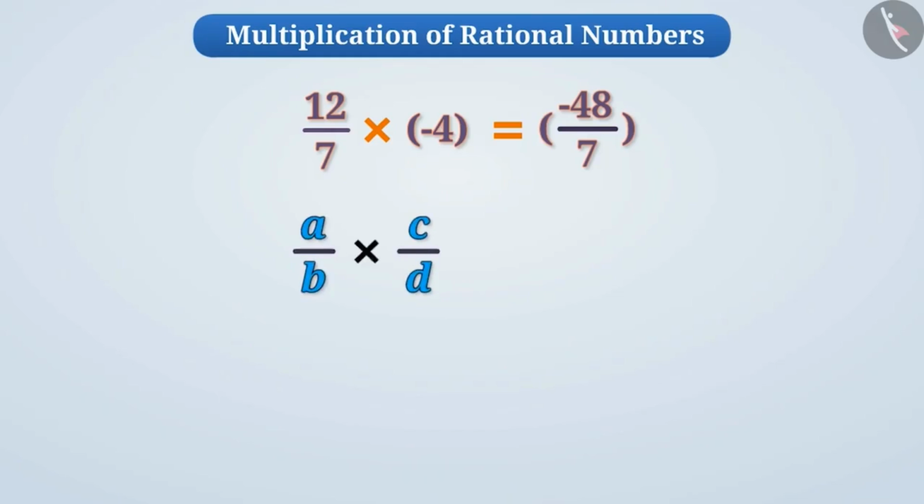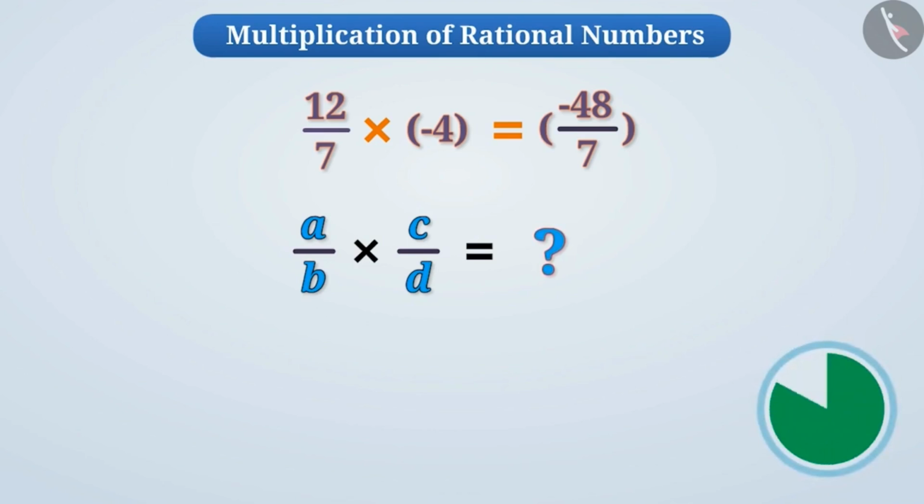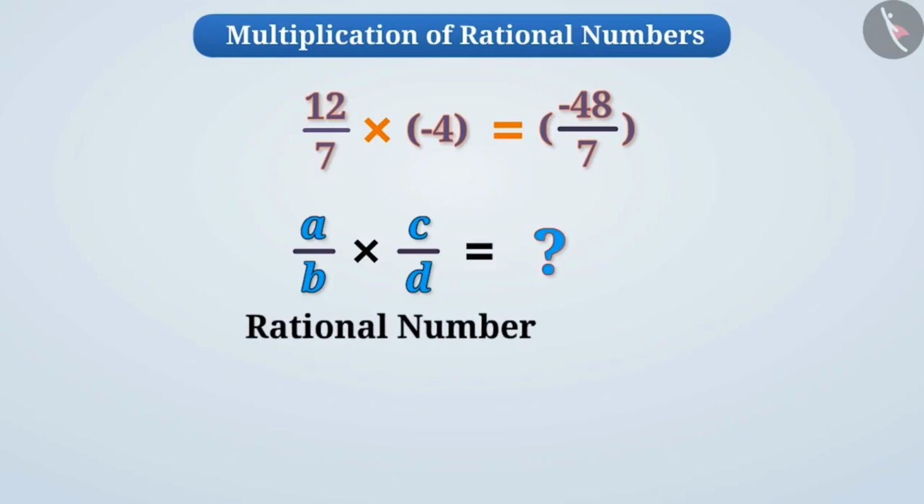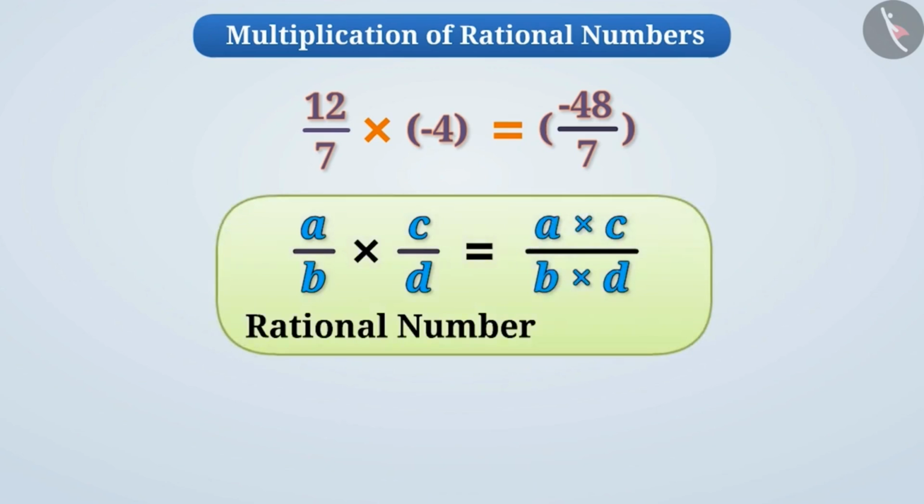Now imagine how we would do this if we had to multiply two rational numbers. Think for a while. Let me tell you, we do this just like multiplying fractions. That is, if we want to multiply two rational numbers, we multiply the numerators and then the denominators and then express the result as the product of the numerators divided by the product of the denominators.